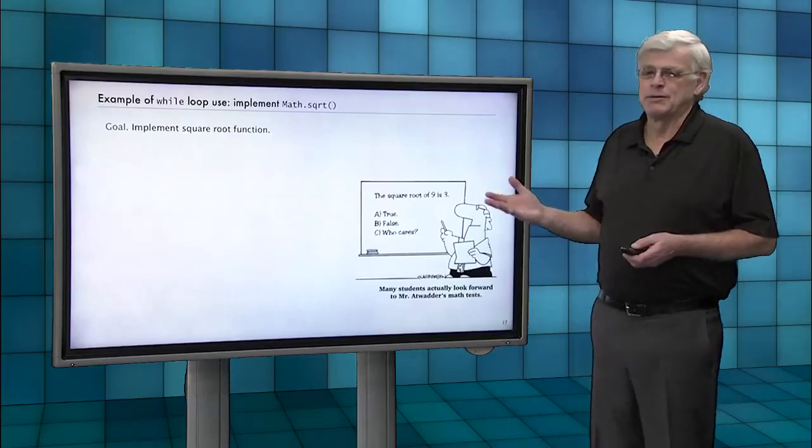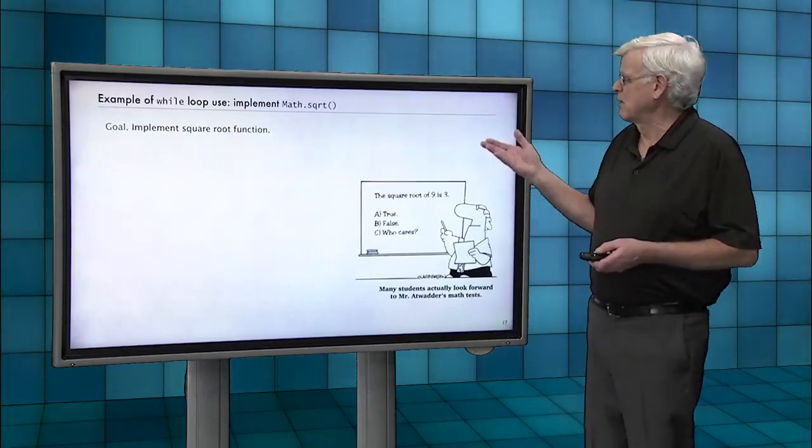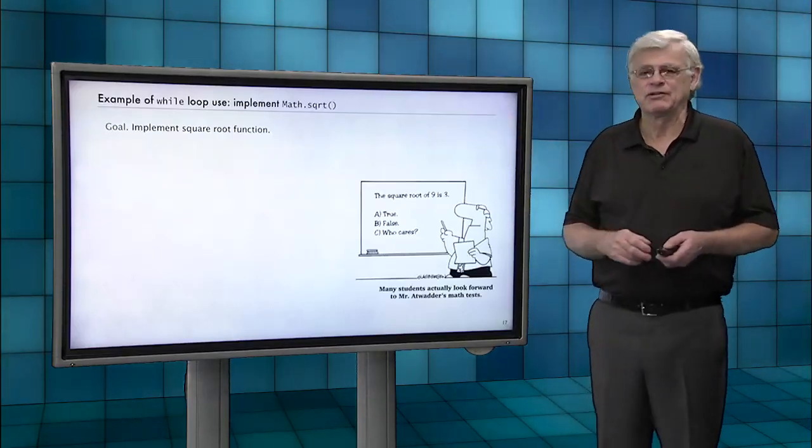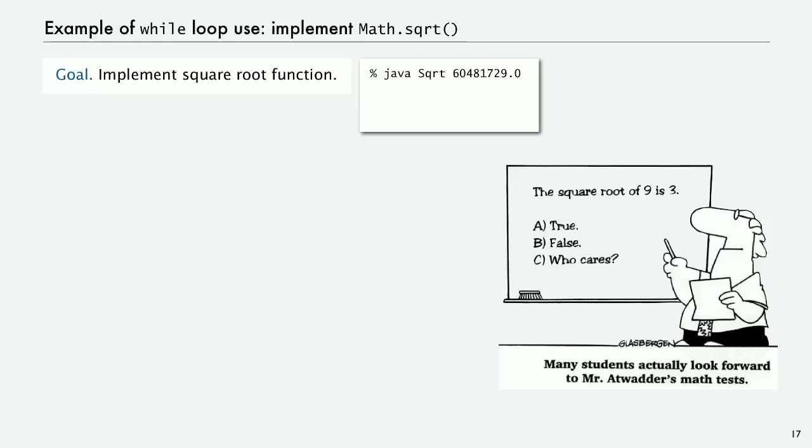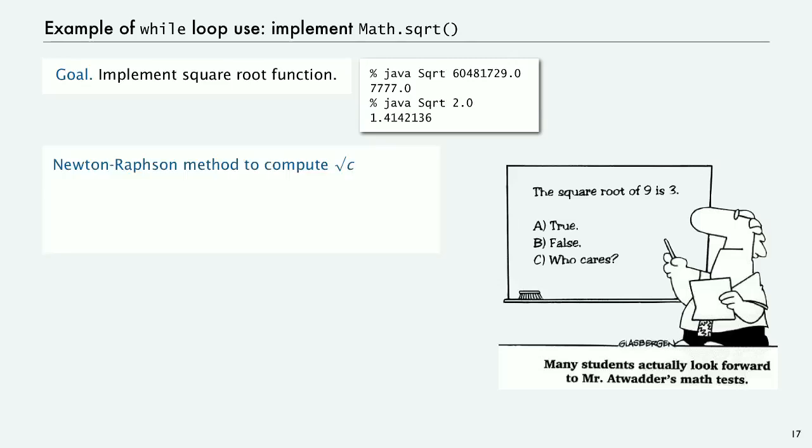It's a classic problem called implementing the square root function. So how is Math.sqrt implemented? I want to type Java square root of this big 8-digit number and have it tell me it's 7777, or square root of 2, 1.414, 2.36, like that. So how am I going to implement that function?